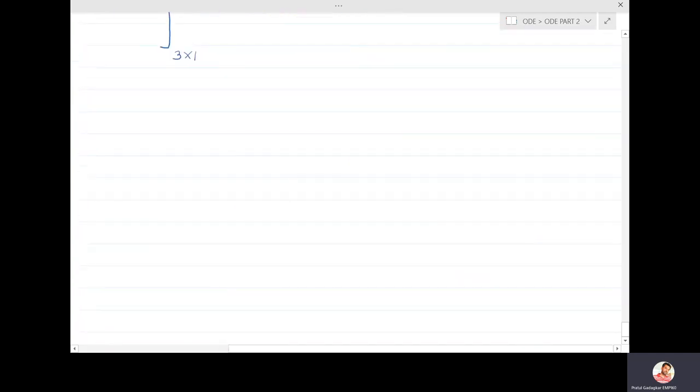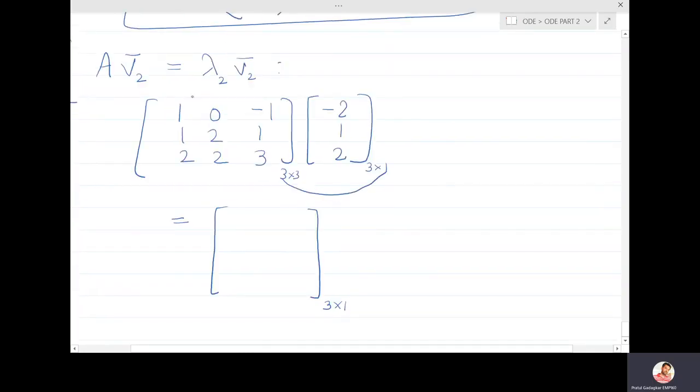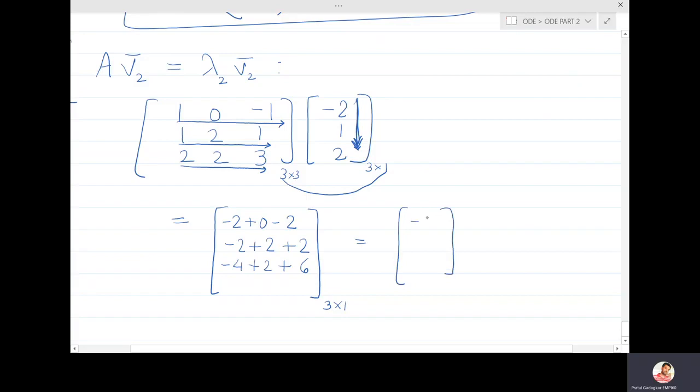So let me multiply these entries. 1, 0, minus 1 multiplied by minus 2, 1, 2. So it will be minus 2 plus 0, minus 2, correct? And next row, 1, 2, 1 multiplied by minus 2, 1, 2 again. So it will be minus 2 plus 2 into 1 is 2, plus 2. And the last one is 2, 2, 3 into minus 2, 1, 2, which is minus 4 plus 2 plus 6. What is this equal to? This is equal to minus 4. This is equal to 2.